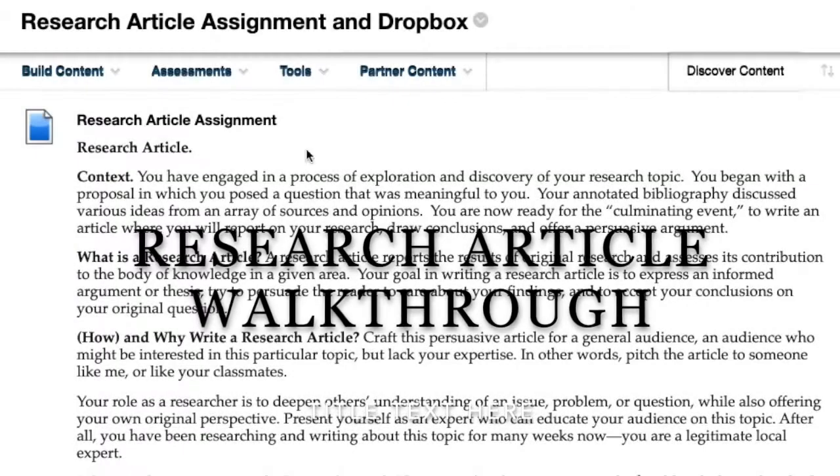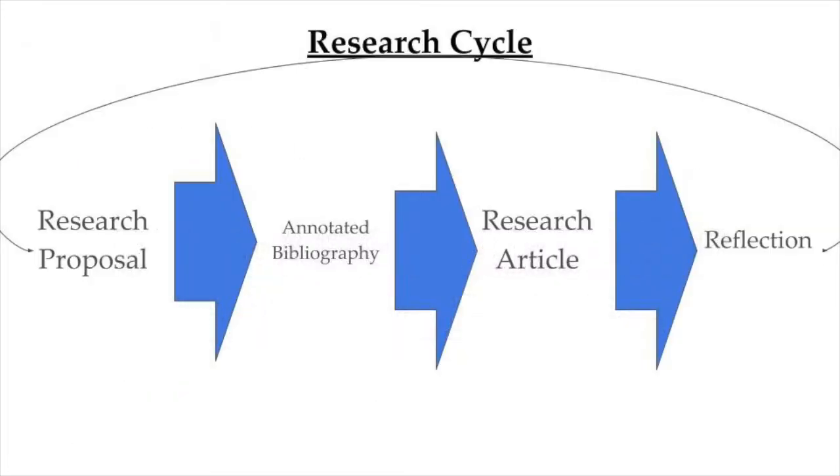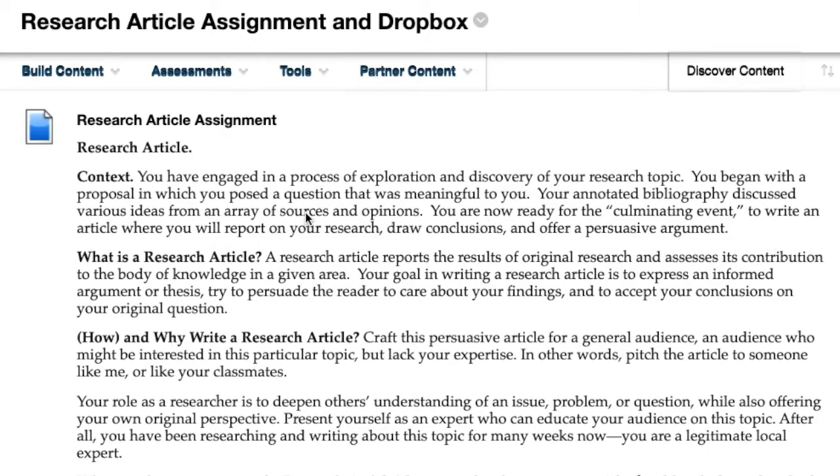Walk you through the research article assignment, because here we are. We've proposed to do research in our research proposal. We have done some research and reported on that in our annotated bibliography, where we found 5 sources or more and provided an overview on that. And now we are ready to write our research article. This is sort of the culminating project of our course, and so it's a really important thing that I want to make sure that we're all in understanding of.